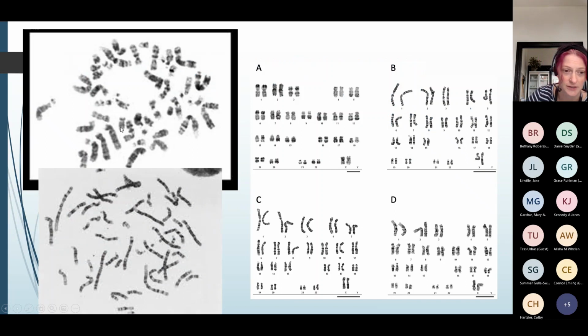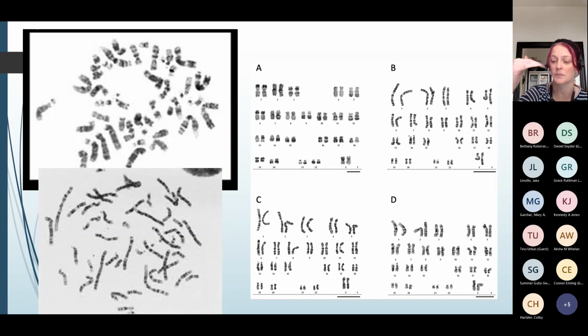So I have some pictures here. This is an added slide. And I wanted to show you, this is where we can arrest the cells in metaphase, and depending on the treatment of them, they can be either longer and you can see more bands, or they can be shorter and more densely packed. You don't want the chromosomes too long and you don't want them too densely packed.